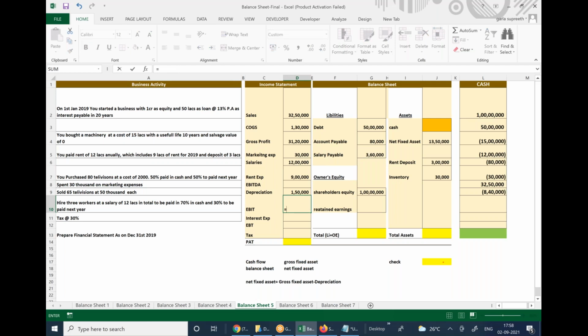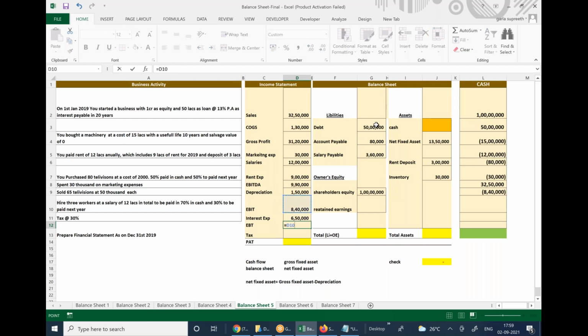So what is my EBIT? Gross profit minus marketing expenditure. Sorry, EBITDA is there. EBITDA is nothing but gross profit minus OPEX, operating expenditure, which is marketing expense, salary, minus rent expense. What is my EBIT? EBITDA minus depreciation. What is interest expense? What is the loan I have taken? 50 lakhs. What is the rate of interest? If you see on point 1, 13% per annum.